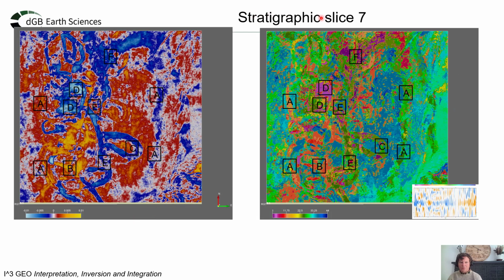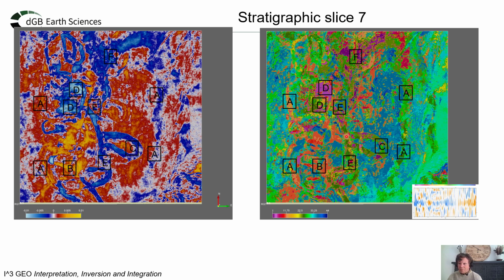Stratigraphic slice 7. At this lower stratigraphic level, many narrower channels that are chaotic and strongly meandering are seen. Features A to the side seem to indicate the outer boundaries of the depositional fairway. Elements like splay B and oxbow C are easily recognized.